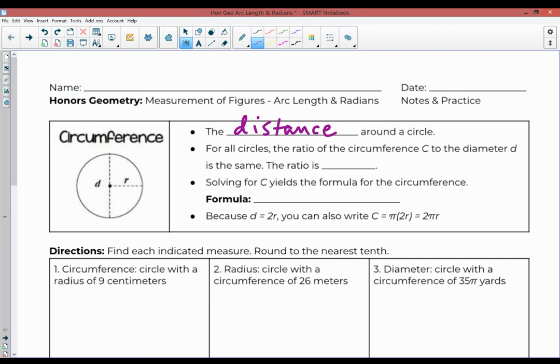For all circles, the ratio of the circumference to the diameter is the same, and that ratio is pi. If we solve for C, that gives us the formula. So pi is the circumference divided by the diameter. If we solve that for the circumference, we get circumference equals pi times the diameter. Since we already know that the diameter is twice the radius, you can rewrite that as C equals pi 2r, or as you'll often see it, 2 pi r.